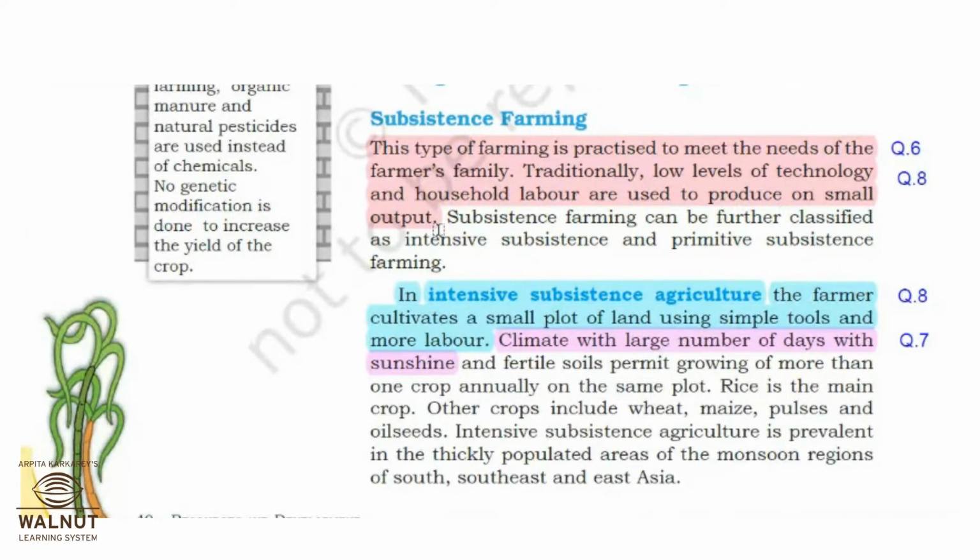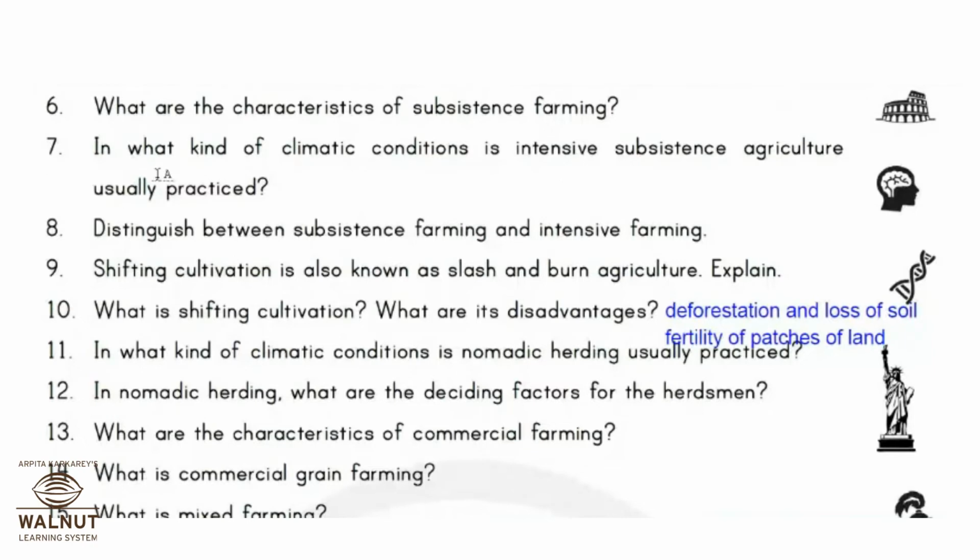So this way you can complete question number 6 by writing 2 points in it. Question number 6 is clear to all? Question number 7, in what kind of climatic conditions is intensive subsistence agriculture usually practiced?